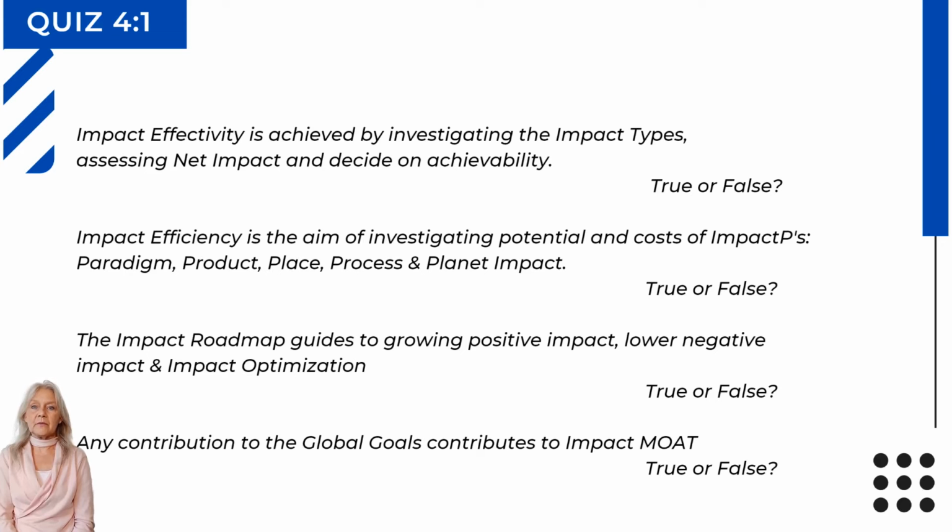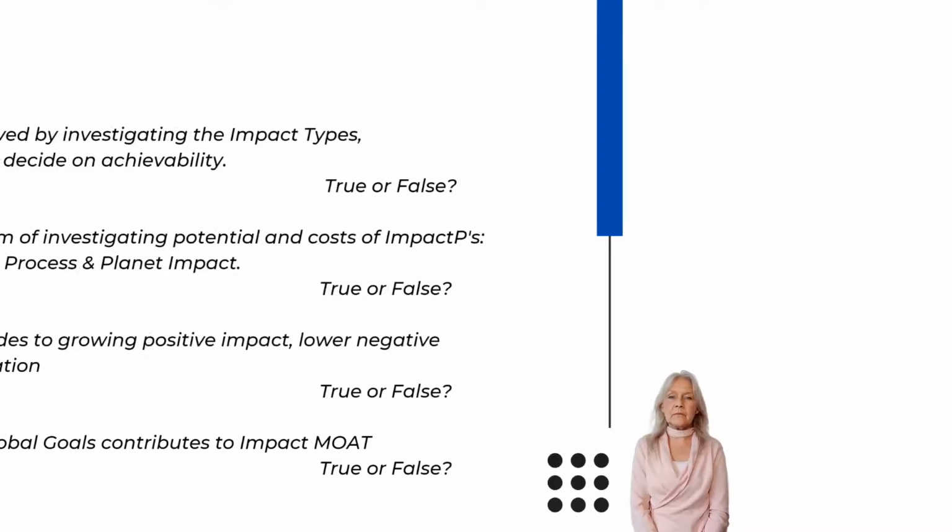impact. Question. The impact roadmap guides to grow positive impact, lower negative impact and impact optimization. Stop. True, ending or lowering negative impact and increasing positive impact are key. Question. Any contribution to the global goals contributes to ImpactMOAT. Stop. False. Positive goal interactions, relevant sustainability standards and sector contribution advance ImpactMOAT more.